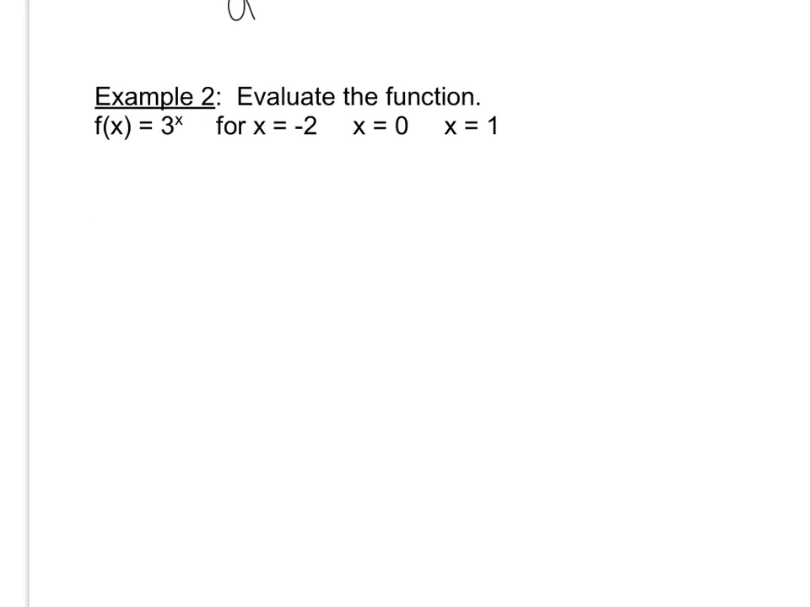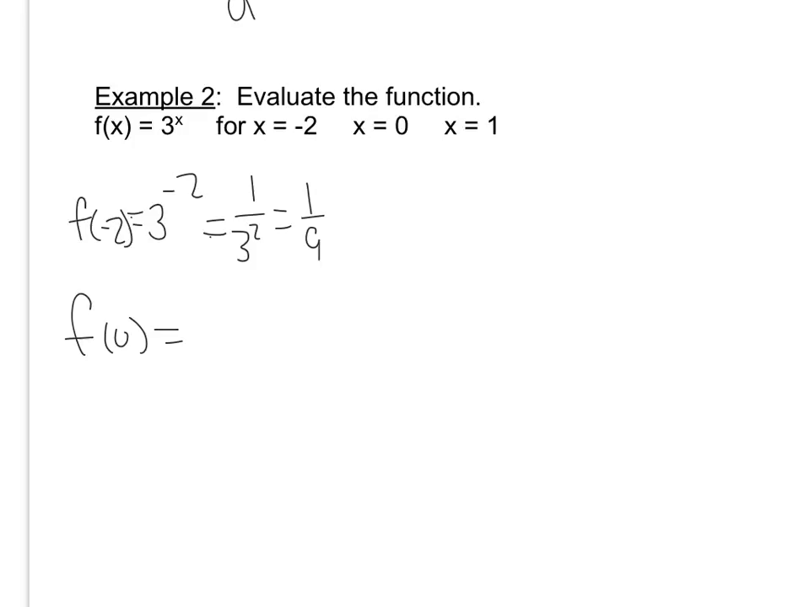Here it wants you to evaluate for those three different ones. So if I say 3, so f of negative 2 equals 3 to the negative 2. You get 1 over 3 squared, because remember you make it positive, so it would be 1/9. f of 0 equals 3 to the 0, which is 1. Anything to the 0 power is 1. f of 1 equals 3 to the first, which equals 3. Just make sure you can use your calculator and that you don't give me decimals, you give me fractions. Okay?